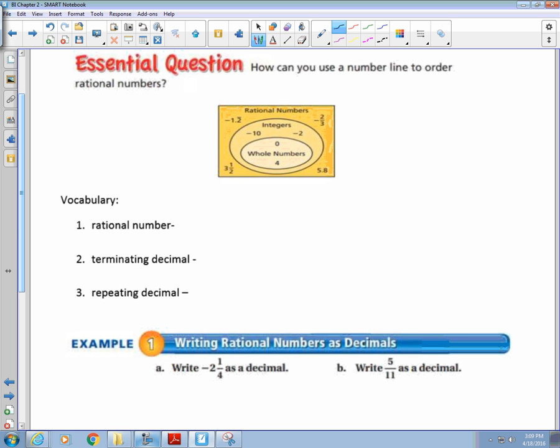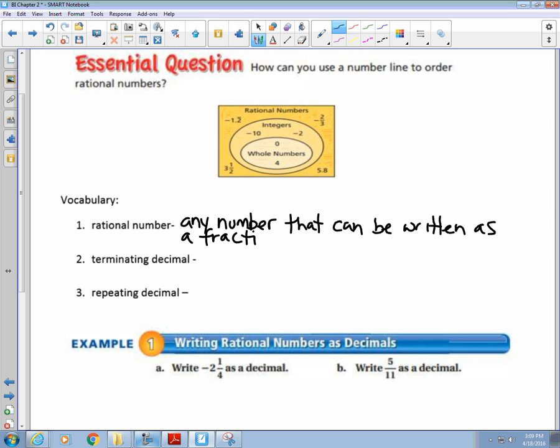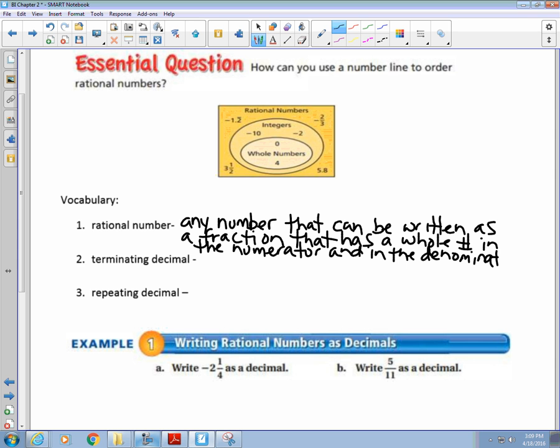A rational number is any number that can be written as a fraction that has a whole number in the numerator and in the denominator. And we will look at a couple of examples in just a moment.